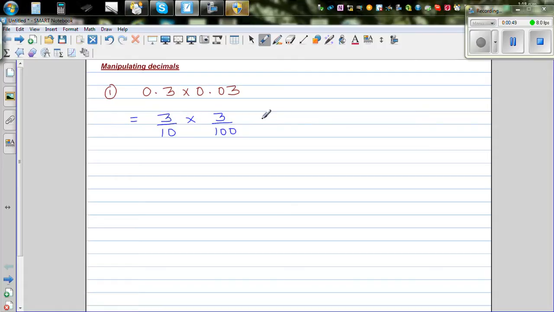So when you're multiplying fractions, you simply multiply the top and the bottom. So this is the same as 3 times 3 over 10 times 100. So this is the same as 9 out of 1000. And 9 out of 1000 as a decimal is 0.009.